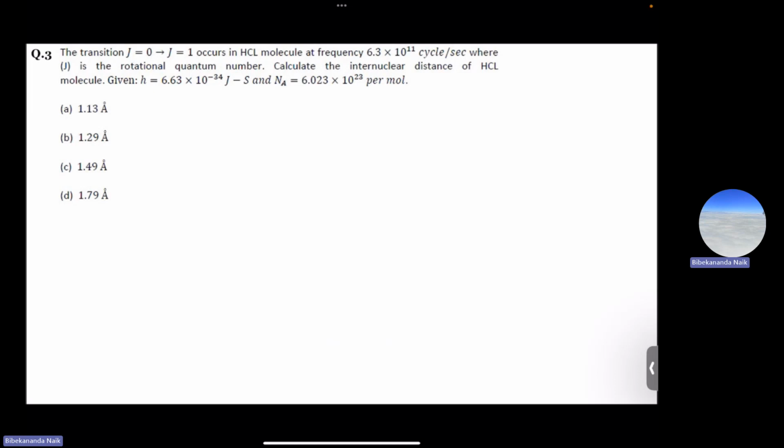Per mole means one mole contains 6.023 into 10 to the power 23 molecules. So the options are: option A, 1.13 Angstrom, because we need to find the internuclear distance; option B is 1.29 Angstrom; option C is 1.49 Angstrom; and option D is 1.79 Angstrom. I will give you a few minutes to try this question, then I will solve it.